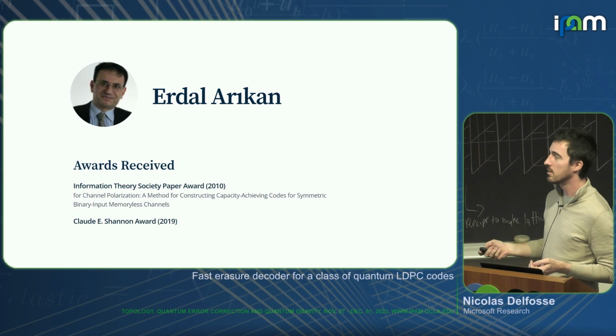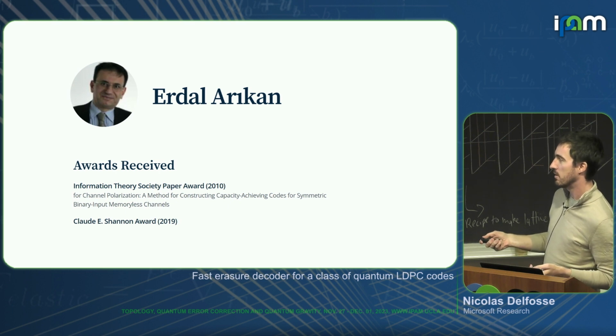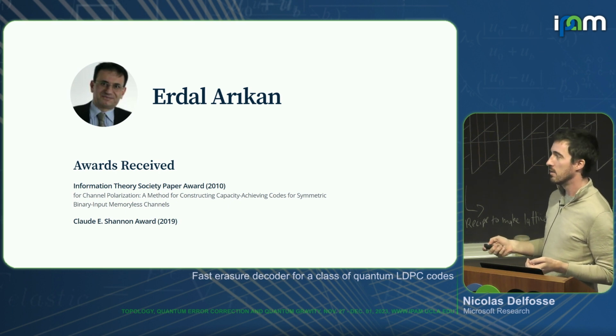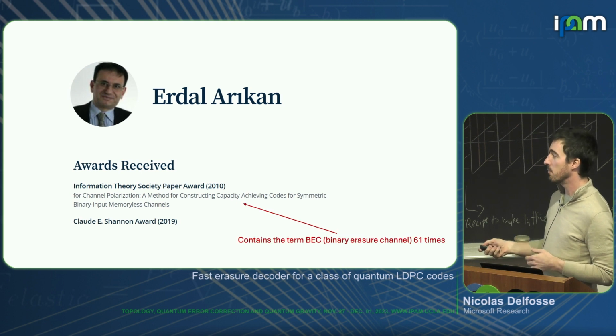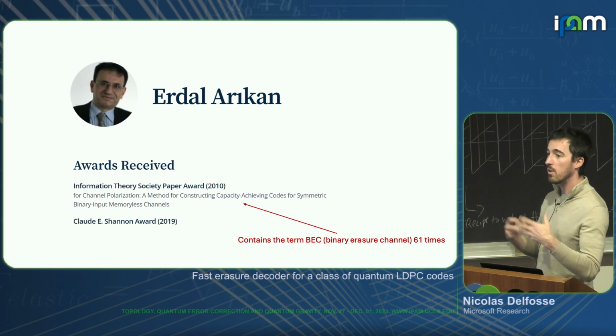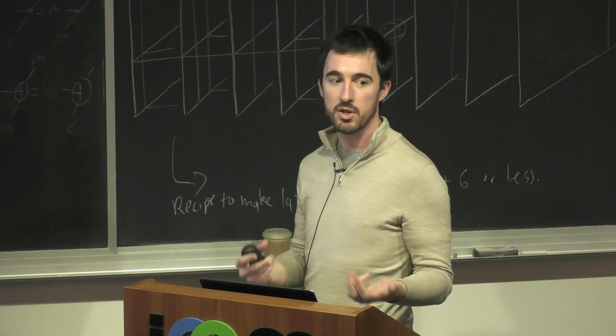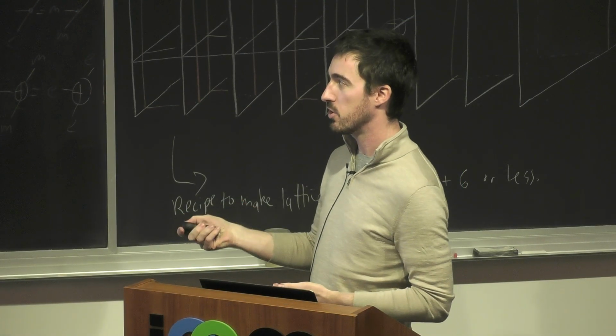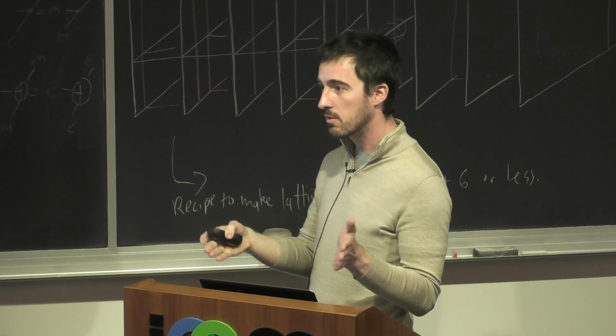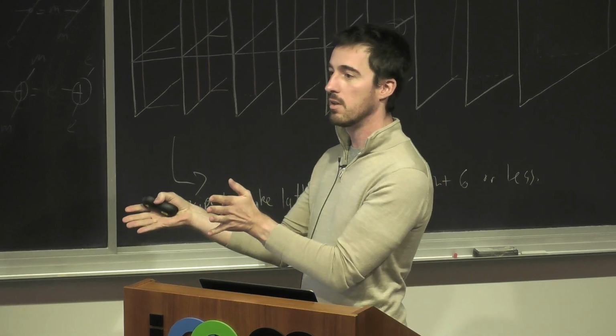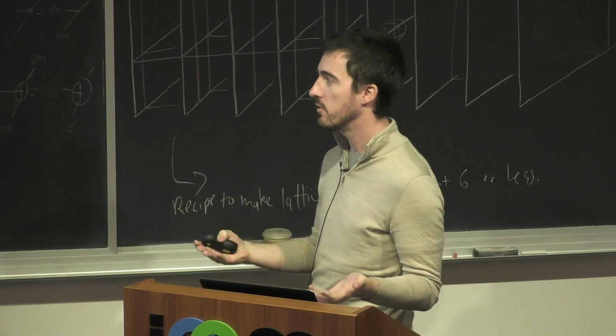It's polar codes. Here there is no erasure channel in the title, but if you open the paper, you are going to see binary erasure channel 61 times, because the whole idea was developed over the erasure channel. And if you explain it over the erasure channel, it's very clear. It's not trivial to move to the binary symmetric channel, but once you have the idea, it works.